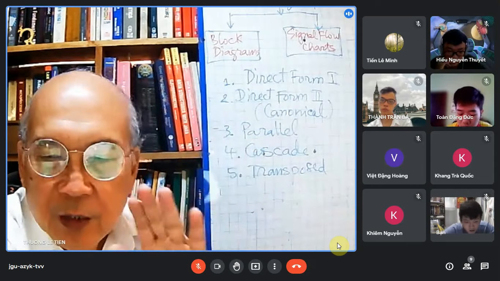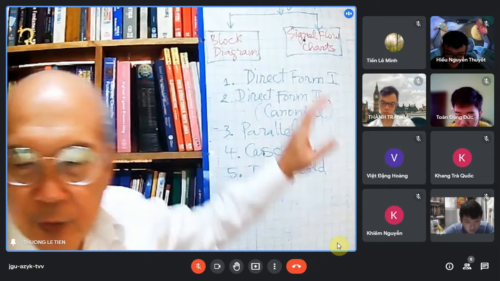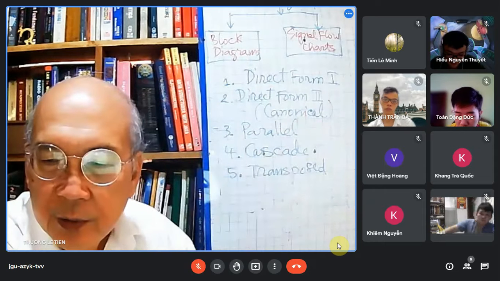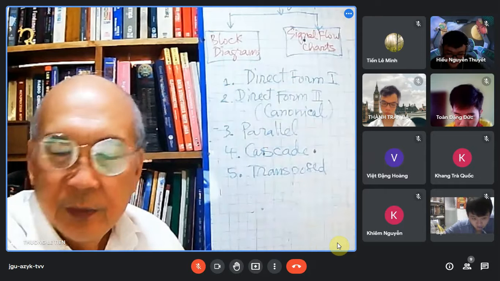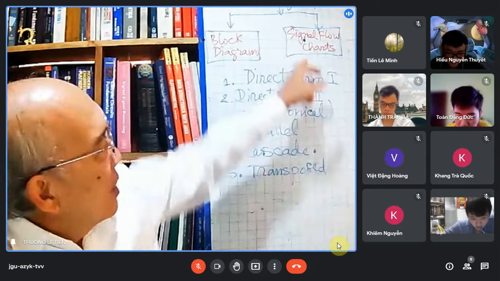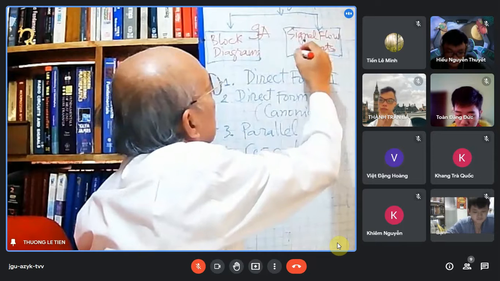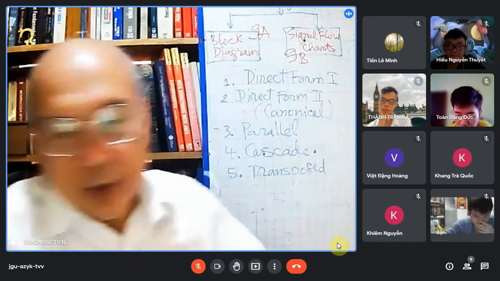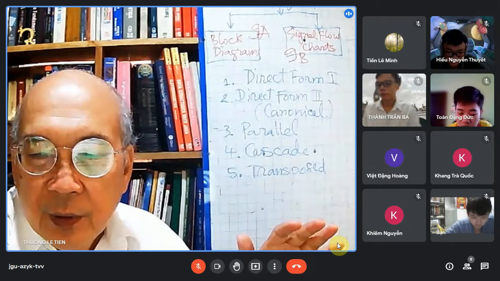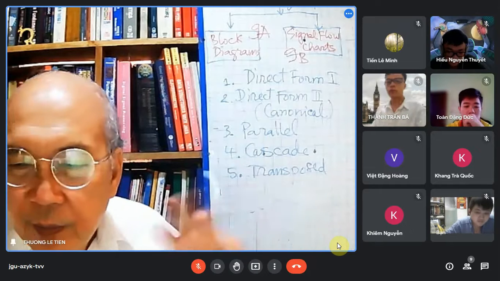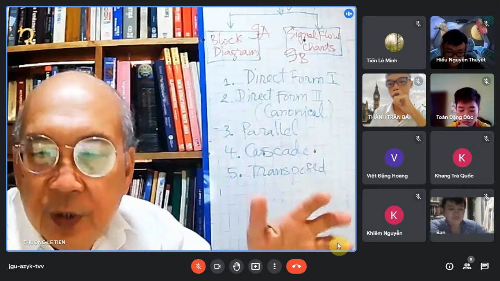In this one, I split it up into chapter 9a and 9b. In 9a, we talk about the block diagram. We use the basic elements: gain, delay, adder. In chapter 9b, we talk about the signal flow chart. Actually, we can use either of the two methods to represent a digital filter.